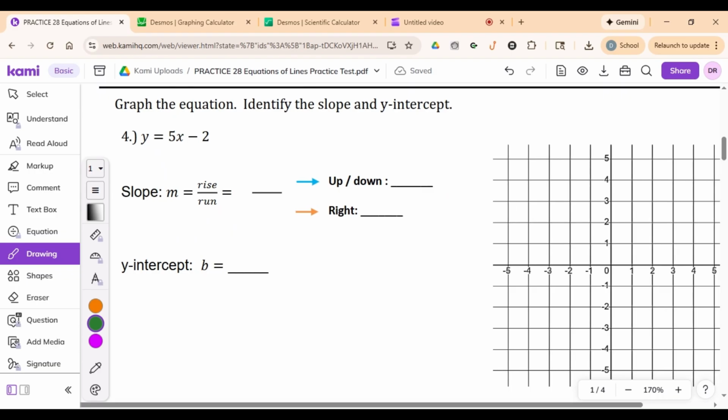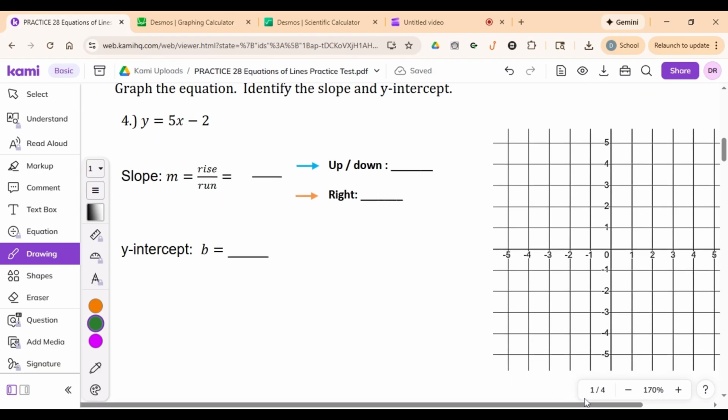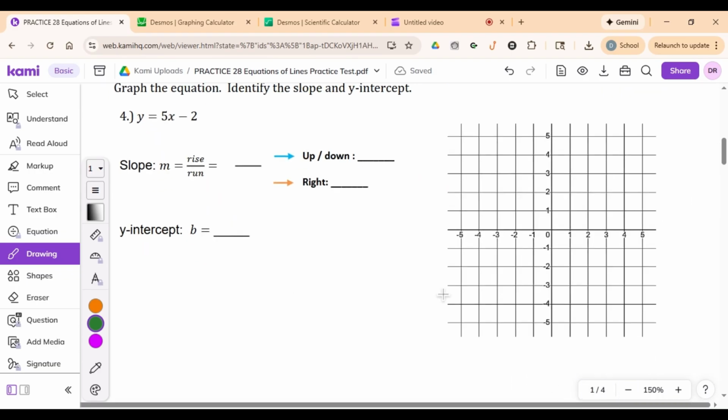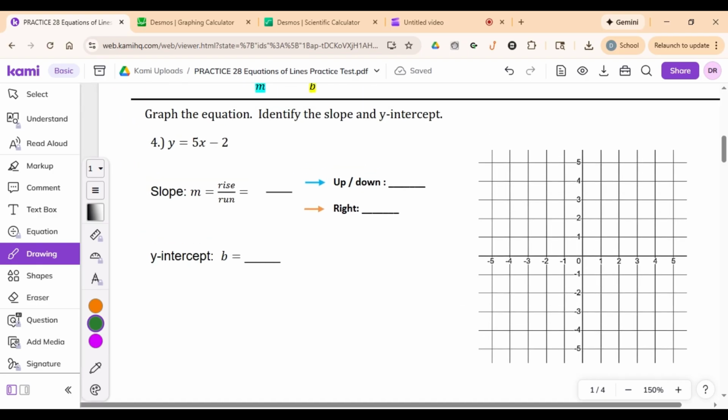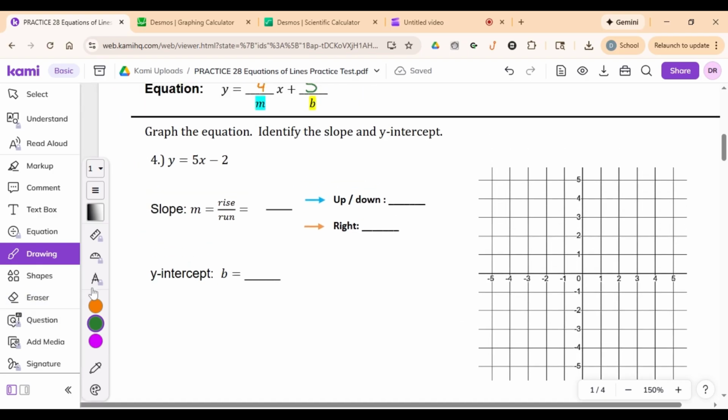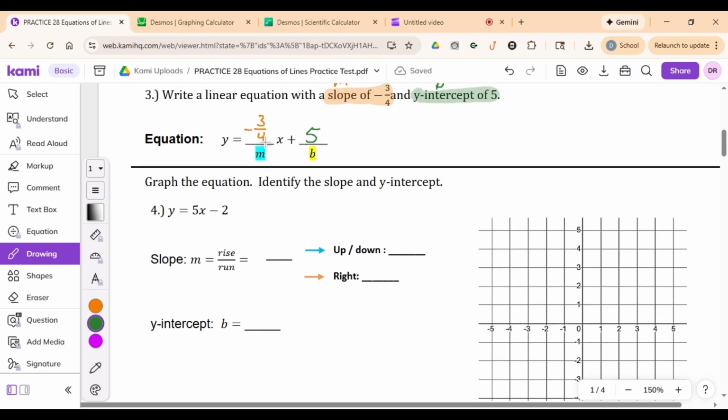Number 4, kind of working backwards, we want to make a graph here. We're starting with the equation, so we have to know what our slope is and what our y-intercept is. The formula is the same every single time, just like we see up here. M is the number before that x. So when we go down here to the bottom, the number with x, that 5, that's your value for m.